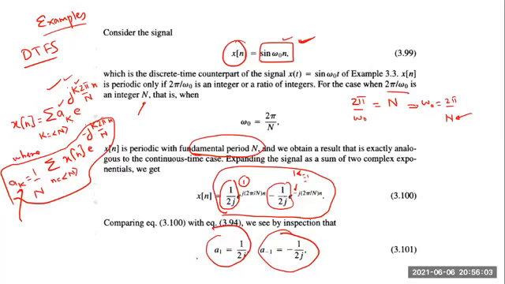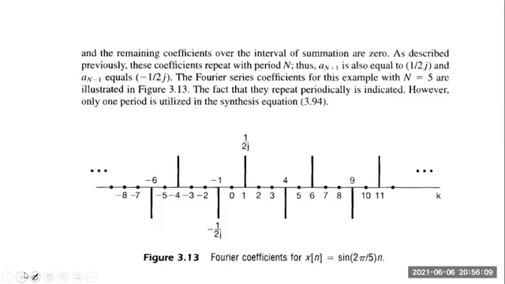But if you remember, there is a periodic nature associated with the Fourier coefficients of discrete time Fourier series. So let's consider a specific example. We haven't specified what is the value of n. So let's consider that the period of the signal is 5. Okay. So 2 pi by omega naught is equal to 5. So omega naught equal to 2 pi by 5.